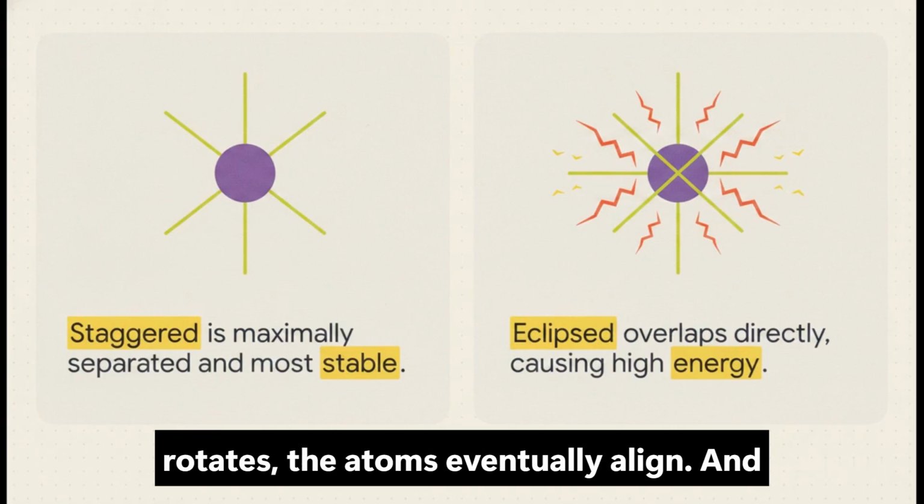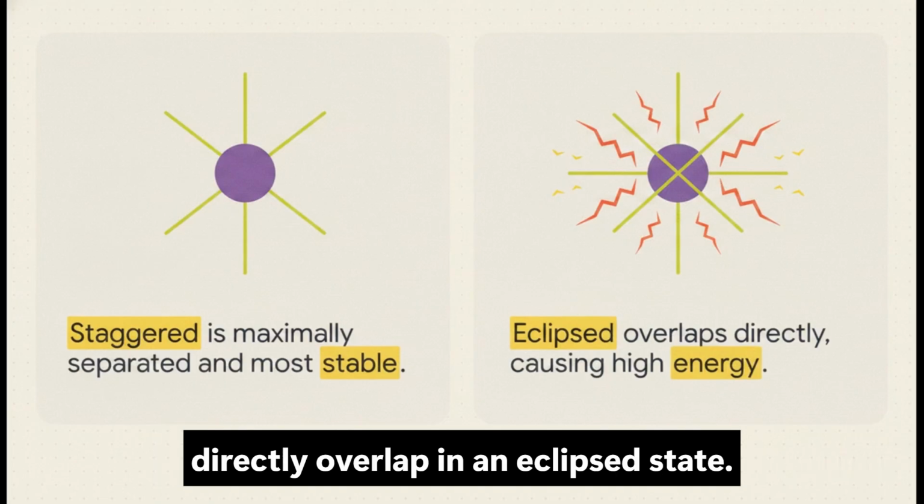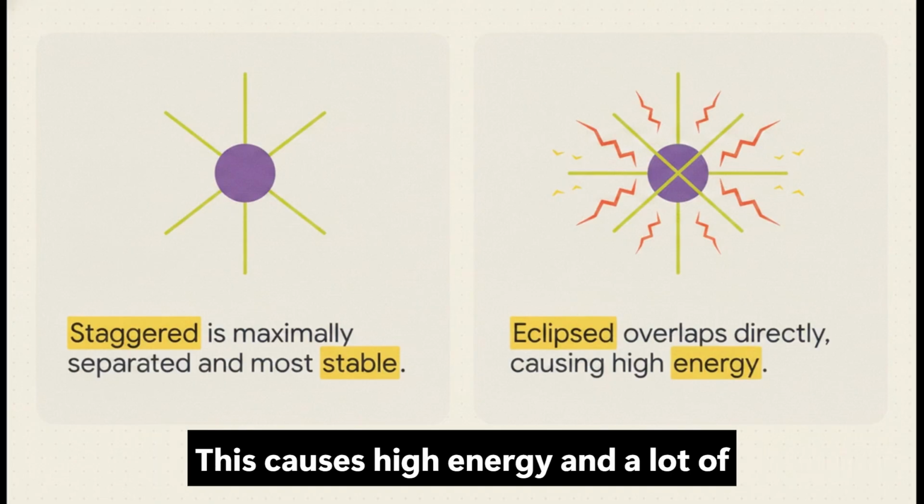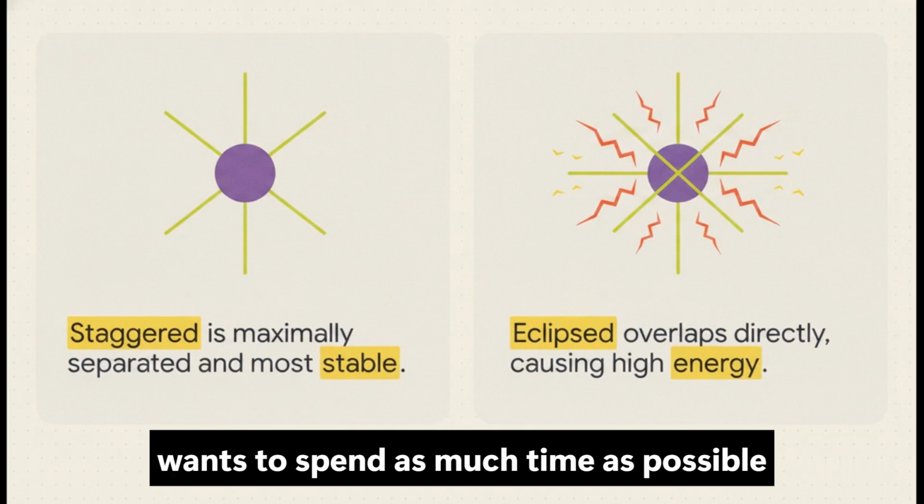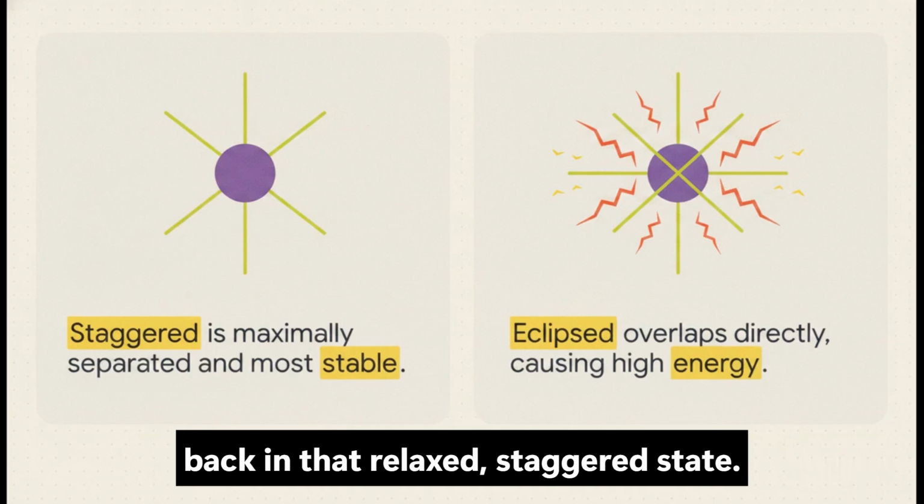But as the bond rotates, the atoms eventually align and directly overlap in an eclipsed state. This causes high energy and a lot of spatial strain. Naturally, the molecule wants to spend as much time as possible back in that relaxed, staggered state.